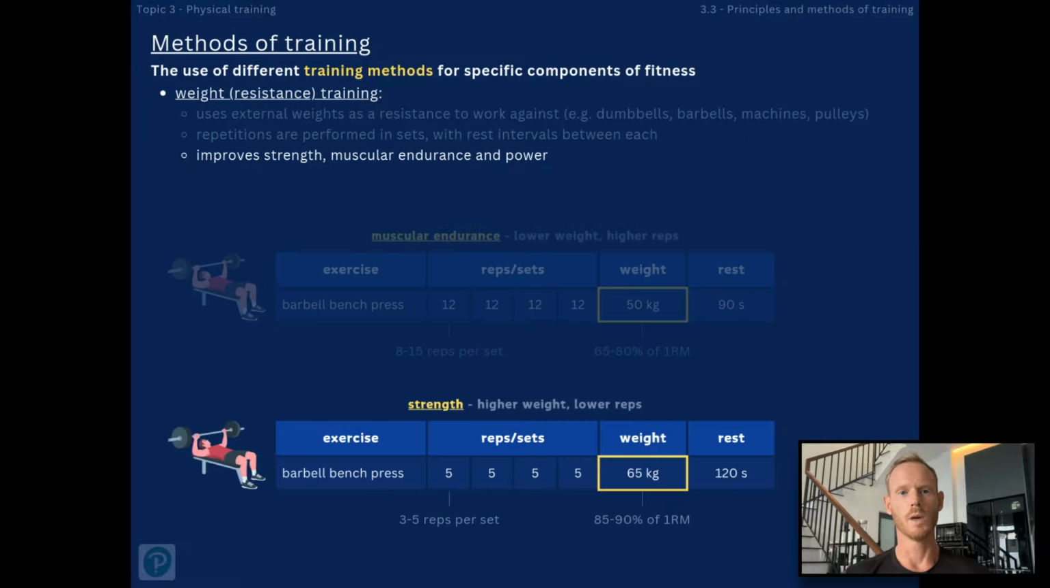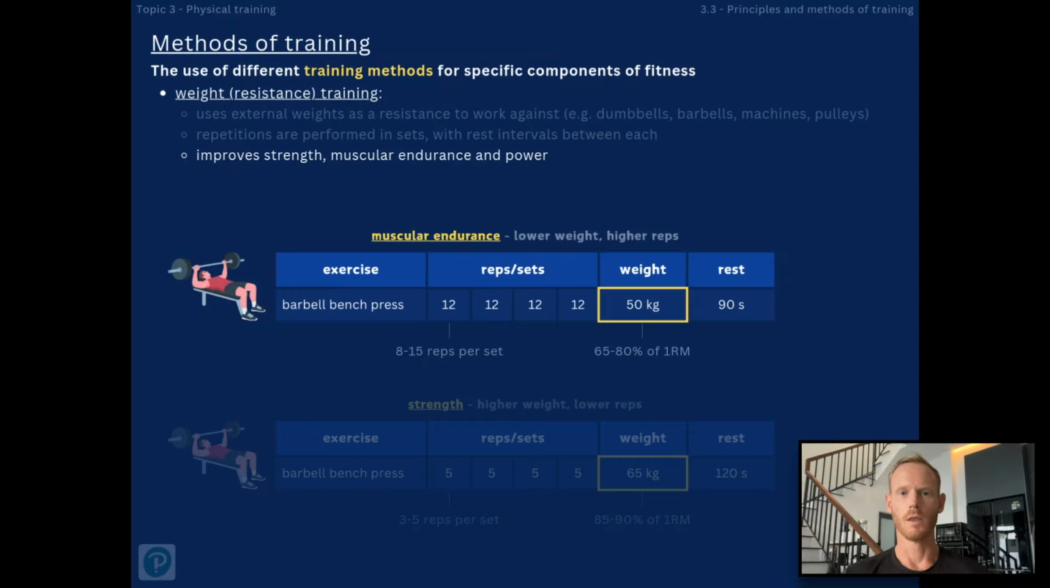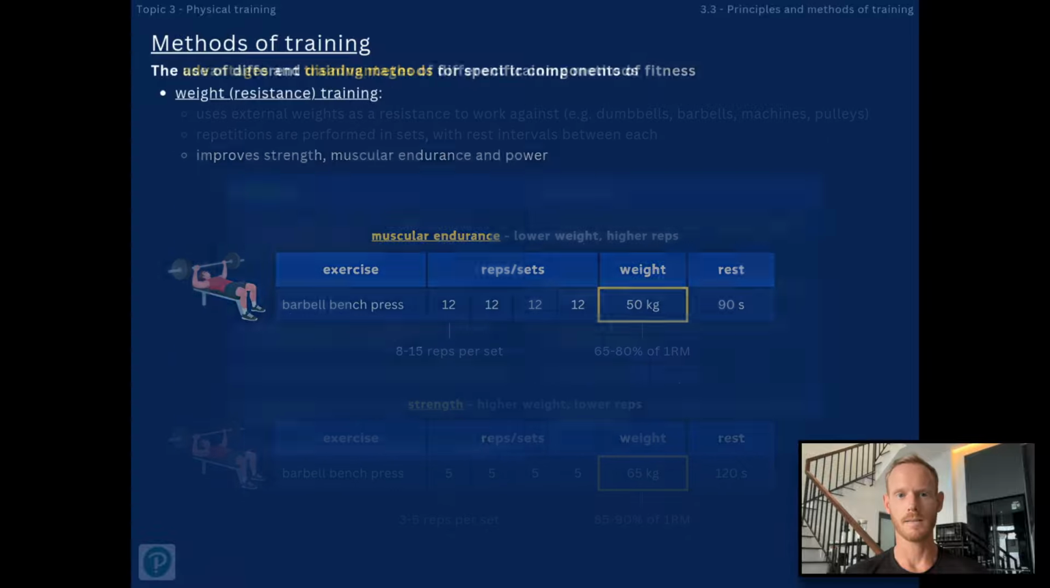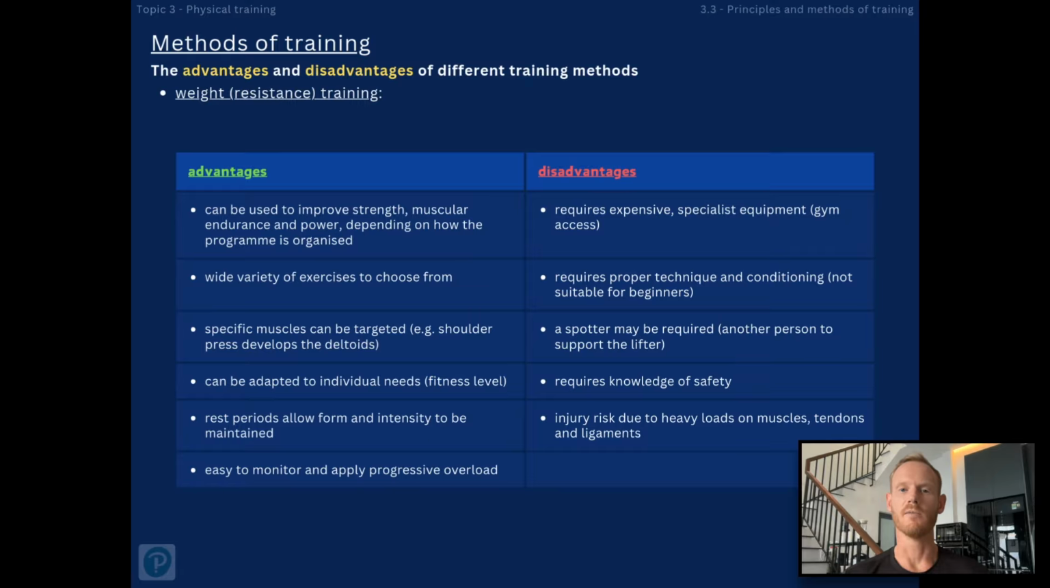Those who wish to target strength should lift more weight but complete fewer repetitions per set. For example, 3 sets of 5 reps at 85% of their 1 repetition maximum. Those focused on muscular endurance should increase the number of reps per set and reduce the weight accordingly. For example, 3 sets of 12 repetitions at 70% of their 1 rep max. This table summarizes some of the advantages and disadvantages of weight training.